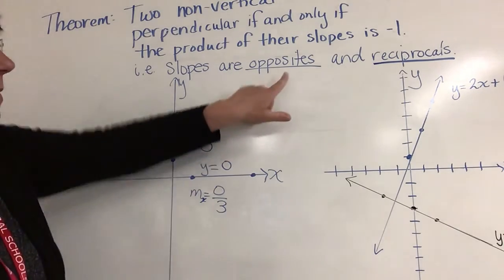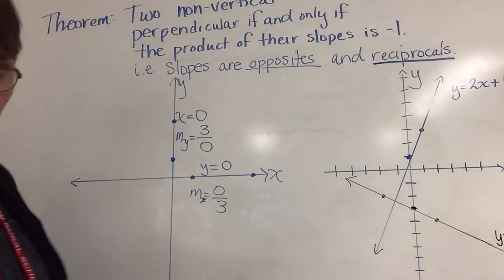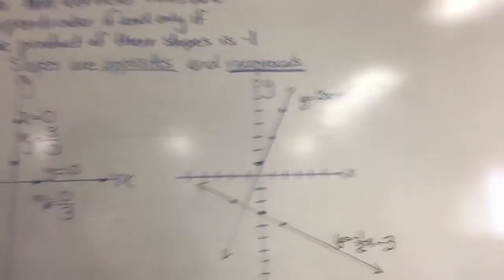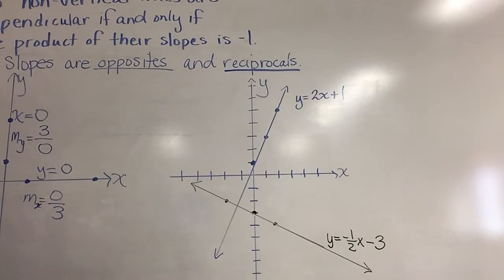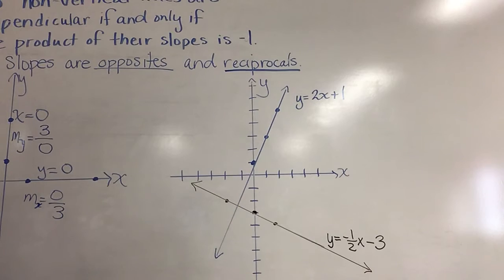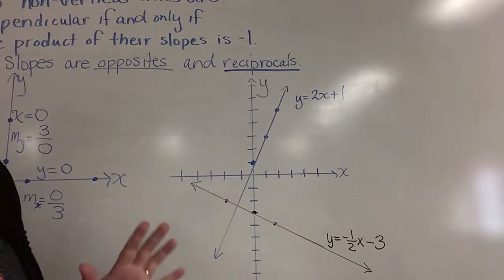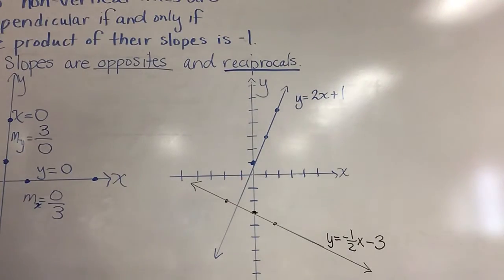Okay, now, what about the opposites part? If I have two lines in the coordinate plane that intersect each other and create a 90-degree angle, there's no way to do that without one of them being positive and one of them being negative. When I had my parallel lines, they both had to be going up or both going down to be parallel to each other. In this case, in order for them to intersect and create a 90-degree angle, they have to be opposites of one another.